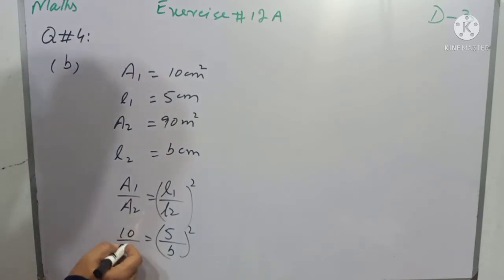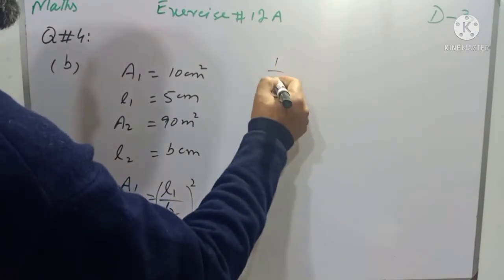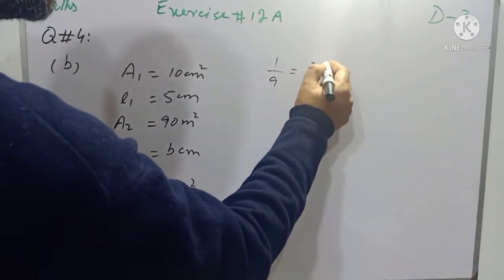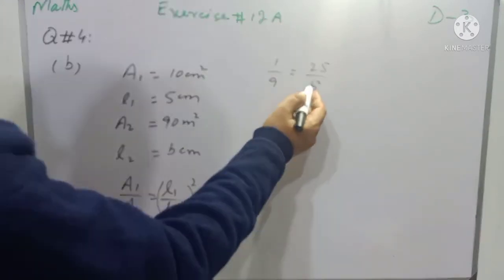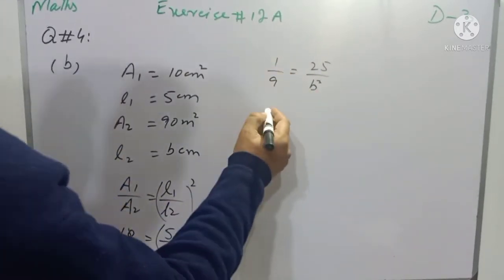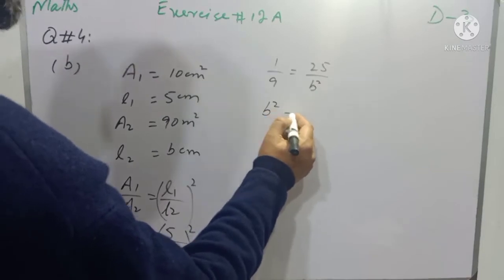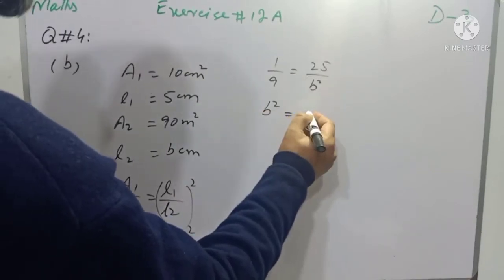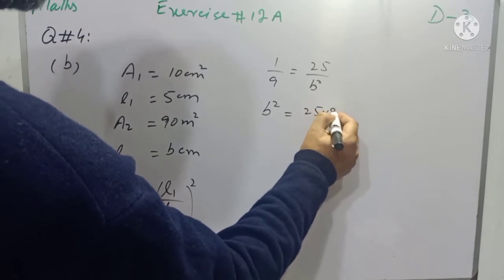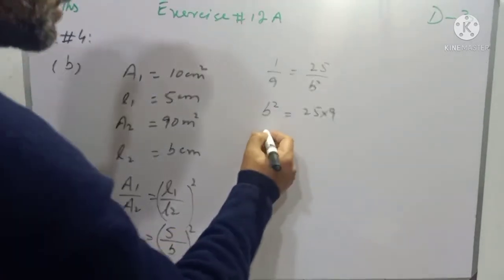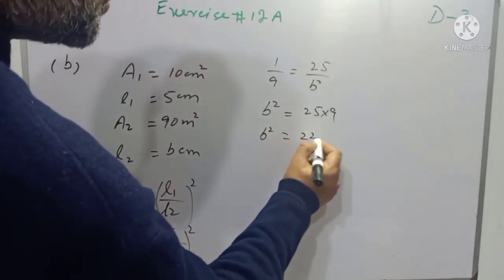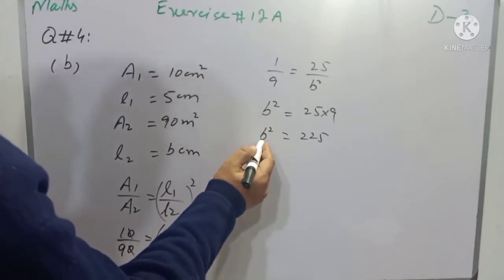And students, 10 1s are 10, 10 9s are 90, so it is 1 over 9. 1 over 9 is equal to 25 over B square. Now students, we will do cross multiplication, and this B square will multiply with 1, and we will have B square equal to 25 multiplied by 9. When we multiply 25 with 9, we will have 225. So B square is equal to 225, and we have to find the value of B.